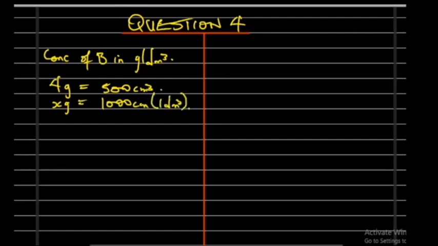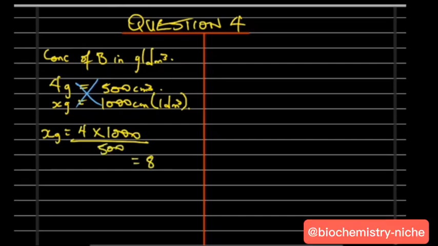So cross multiplying now, when we cross multiply, we have our x gram to be 4 times 1000 divided by 500, and that is going to give us 8 grams per dm cube. So this is going to be our mass concentration.